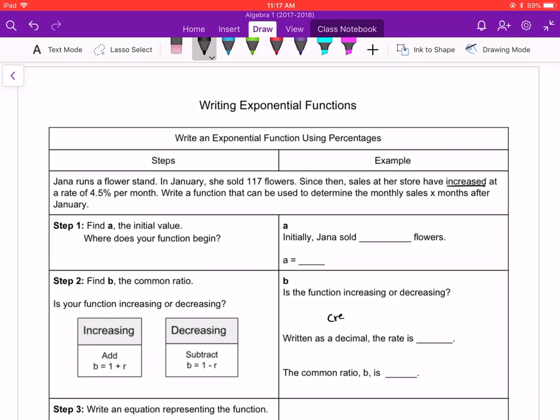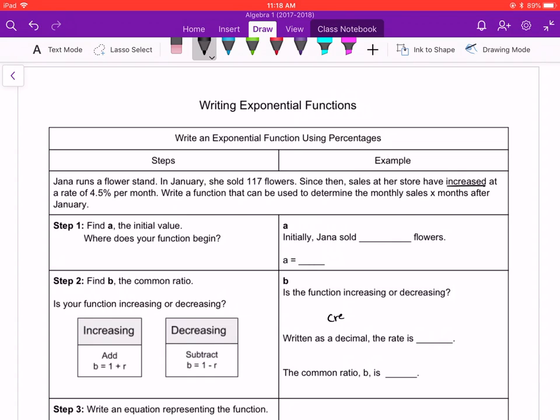I'm going to go over a couple notes pages, and then you're going to work on the examples on your own, okay? Now again, this is one of the lessons you're supposed to do today. So we're talking about exponential functions. This is the writing portion. You do have a graphing portion, okay? So let's get started with writing exponential functions.